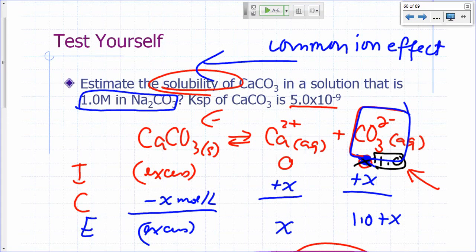Now, like I said, we're not taking into account here the possibility of carbonate hydrolyzing. So reality is not quite as simple as this, but we're just going to make things simple. We're just going to do it this way.